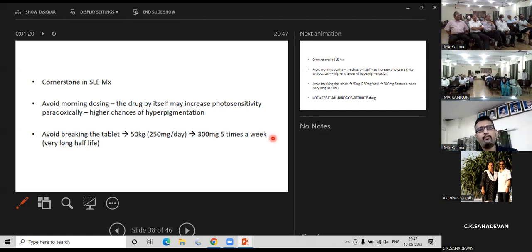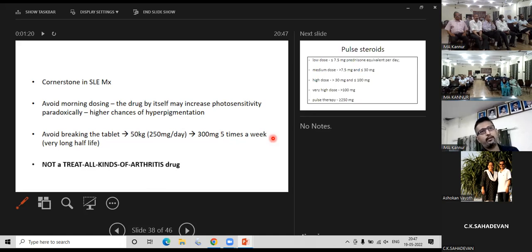And another thing is avoid breaking the tablet. So for example, for a patient with 50 kg, at 5 mg per kg, we need to give 250 mg per day. It is very easy to give them 300 mg 5 times a week, which is more than enough. It has a very long half-life. It will work the same way as if you're giving the tablet every day. So avoid breaking the tablet.